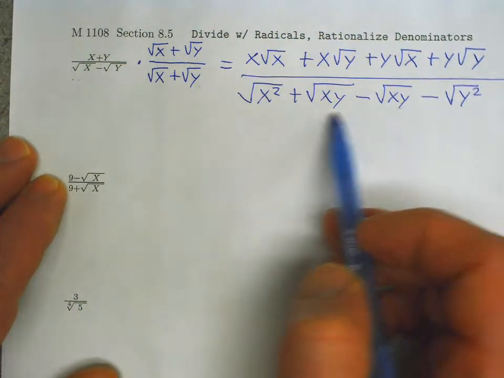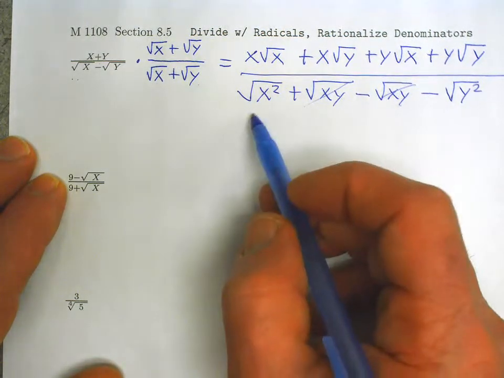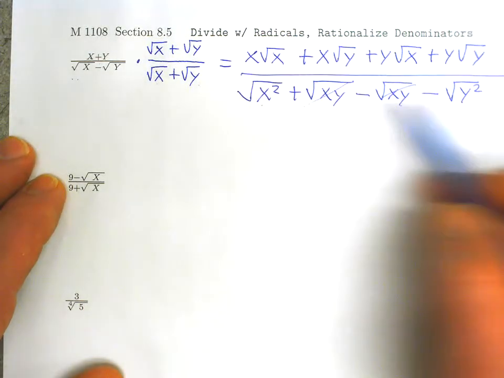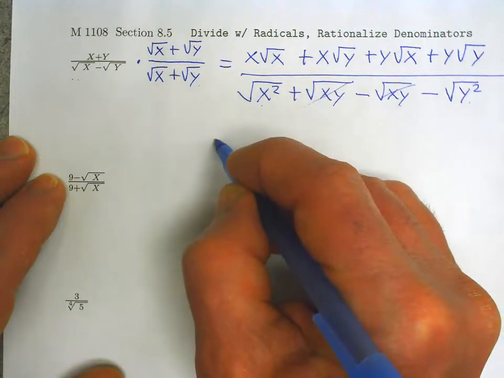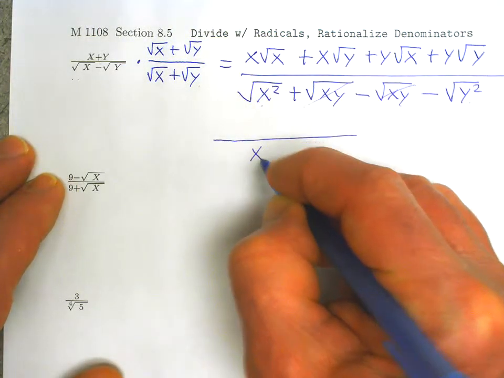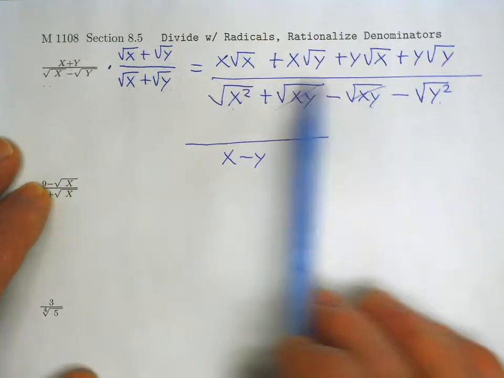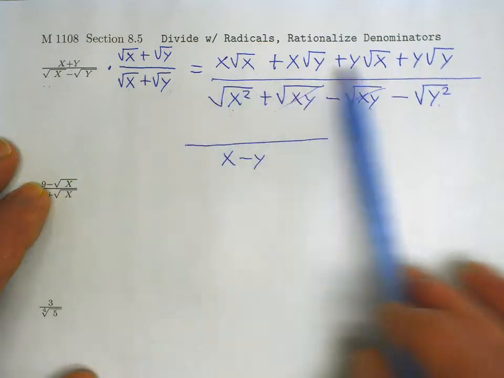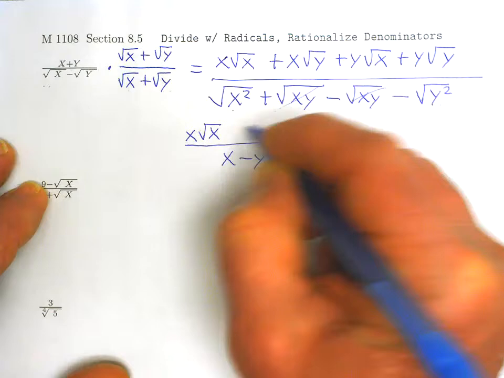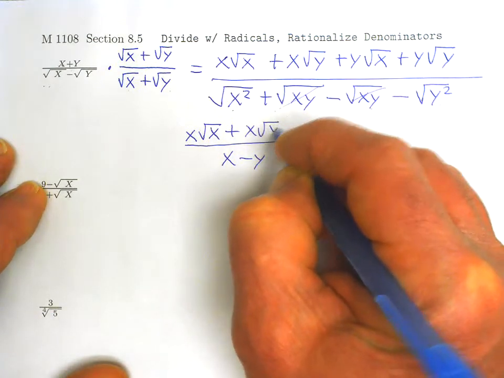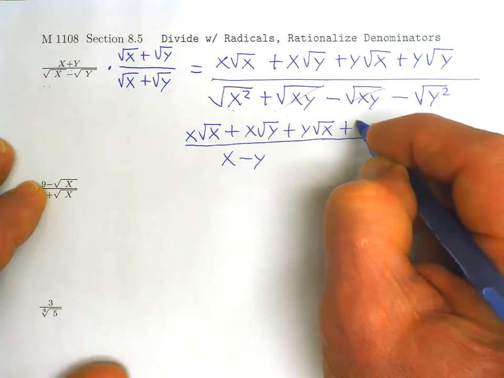The 2 middle terms cancel each other out, so those are going to disappear. And the square root of x squared simplifies to x, and the square root of y squared simplifies to y. So the denominator is going to simplify to x minus y. But in the numerator, none of the terms are like terms. So we have to list them all separately. x times the square root of x plus x times the square root of y plus y times the square root of x plus y times the square root of y.